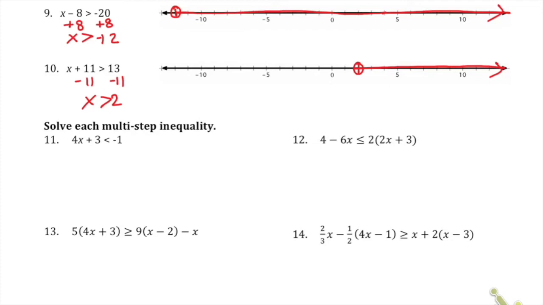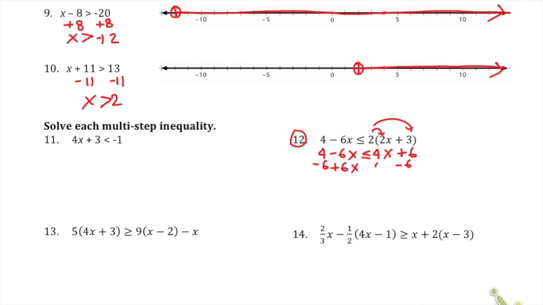Now these are the multi-step inequalities, the next few questions. So I'll be doing question number 12. 4 minus 6x is less than or equal to, I distribute it, that's going to be 4x plus 6. After this you can isolate the variable, your choice. I will pick the right side. I'll start isolating -6 on both sides, and I can add 6x on both sides.